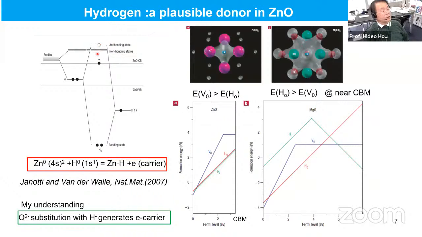So the electron drops to the bottom of the conduction band and works as a carrier. Okay, so my understanding is it's more simple. Oxide is ionic, so the O²⁻ is substituted with H⁻, which generates the electron carrier. So this model, where H⁻ substitutes the oxygen O²⁻, gives the electron carrier. This model can be applied to superconductors.